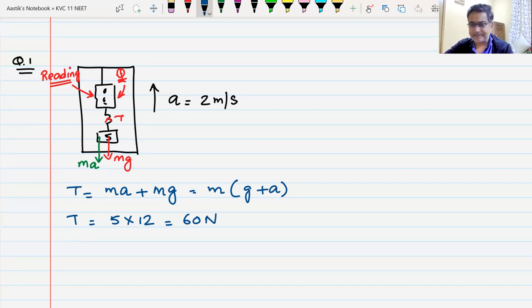Do we understand this? I cannot multiply mg by a. I cannot multiply force with acceleration. We don't know what is force into acceleration. Do we understand this? So please note it down.